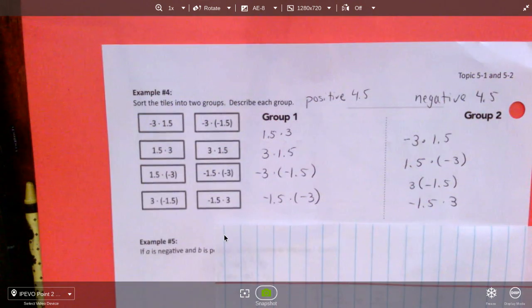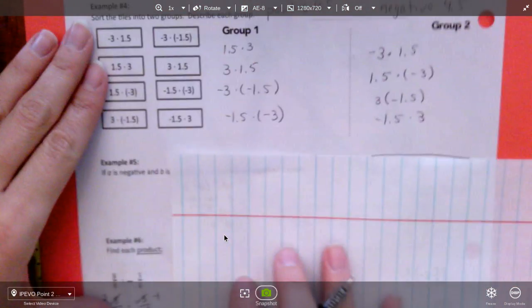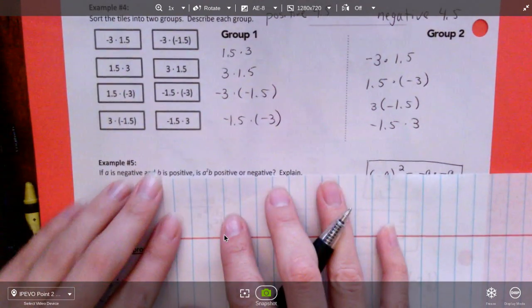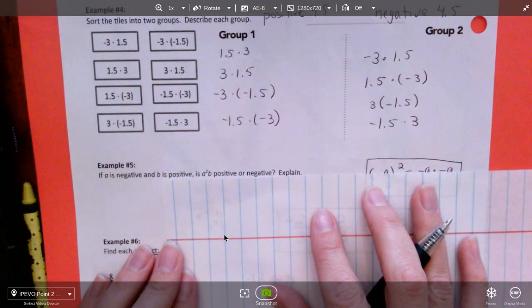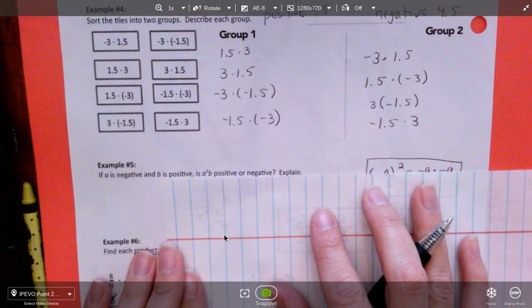Now, number 5, we're going to be adding a couple caveats here, a couple things that we need to pay attention to. They're asking you, if A is negative and B is positive, is A squared B positive or negative?